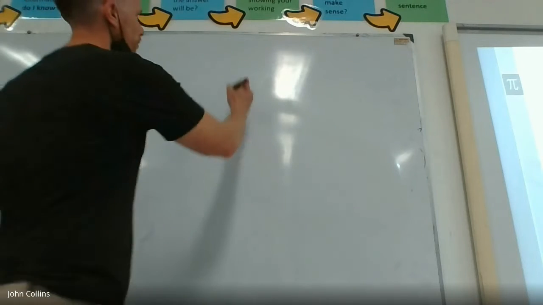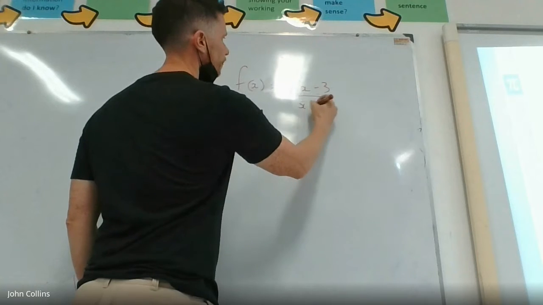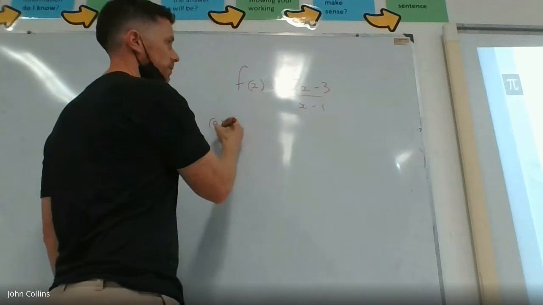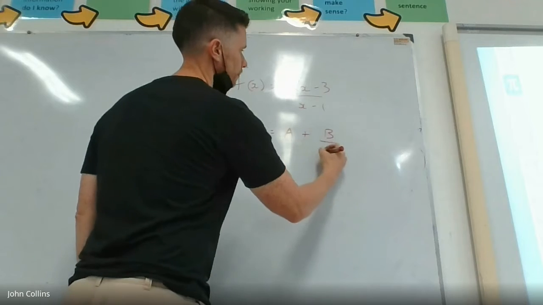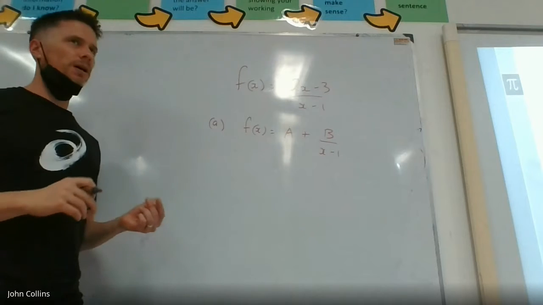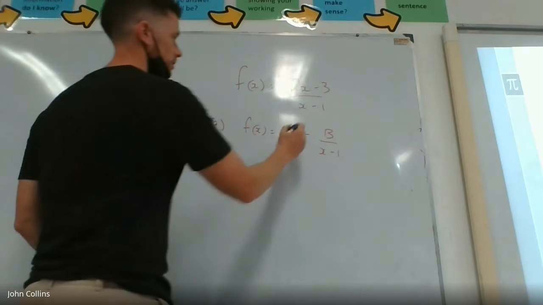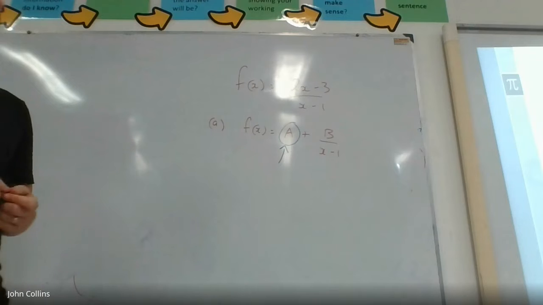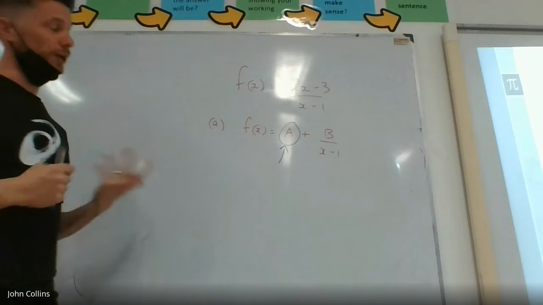So we have a function. We have to express it in this unusual, well, not unusual, different form. This is a common question. This form is useful because this is an asymptote, which could help us find it.